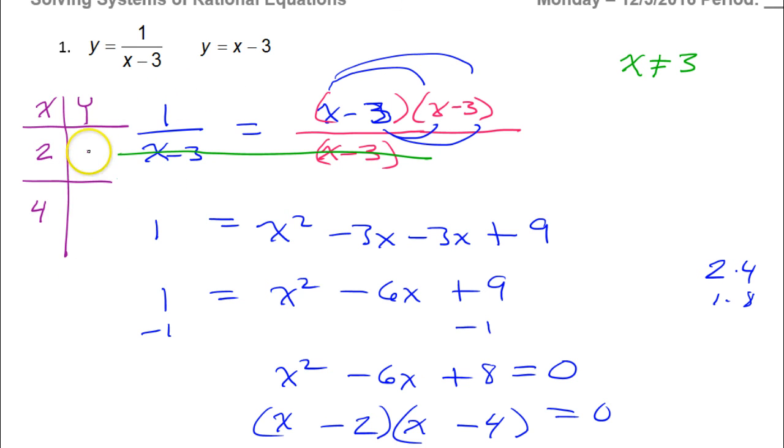Now for my y values, well, y is equal to x minus 3. So I don't need a calculator for that. I'm just going to take the x value and subtract 3. So 2 minus 3 is negative 1. 4 minus 3 is 1. So these are the solutions. 2 comma negative 1 and 4 comma 1.